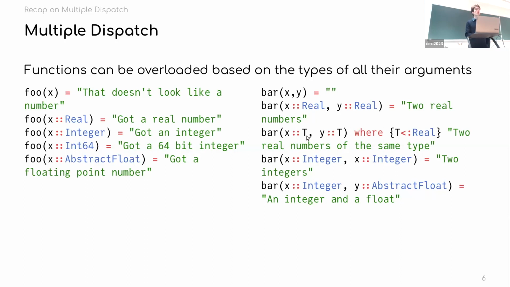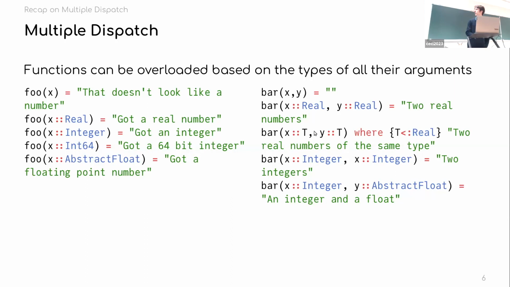For example, if I want to specify that both types are the same, I would do something like this. So bar(x::T, y::T). And T, you can think of this as a type variable. Then I have to qualify it where T is a subtype of Real. So this definition will only apply whenever I call the function bar with 2 objects of the same type, and that type is a subtype of Real.